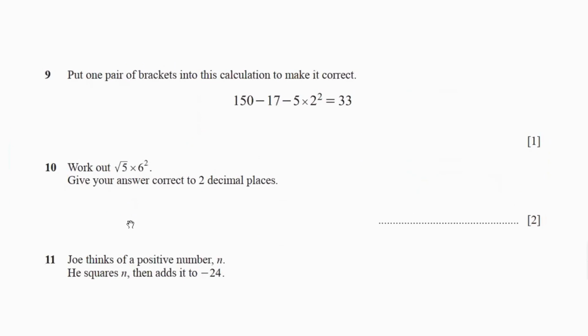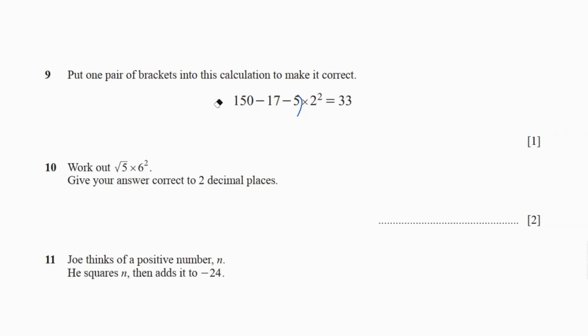Then in question 9, it says put one pair of brackets into this calculation to make it correct. So as you can see, we have a very big number over here, which is 150. Then we have 17, 5, and then times 2 square. So if we put a bracket over here, and we do 150 minus 17 and minus 5, that's 128. And 128 times 4 is going to be 512, which is way bigger than 33.